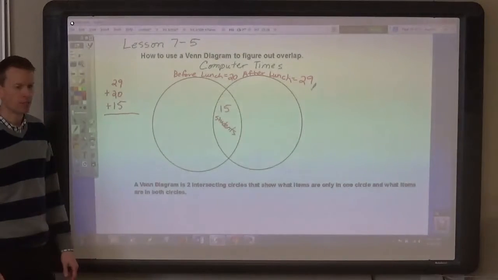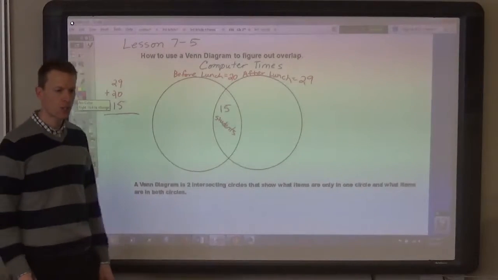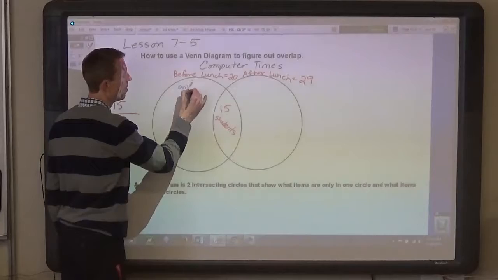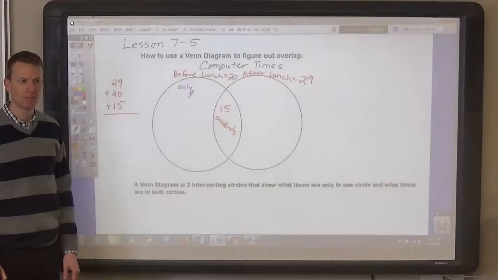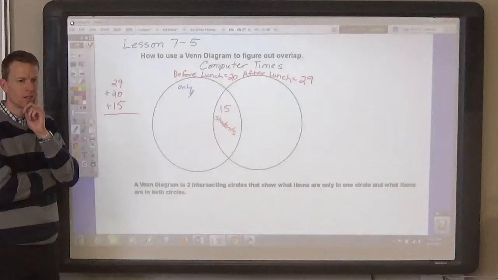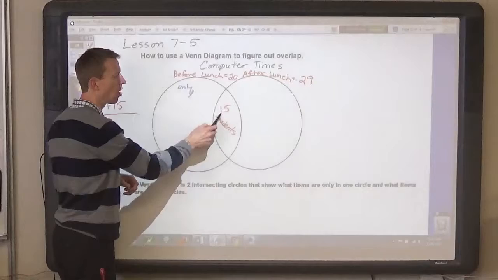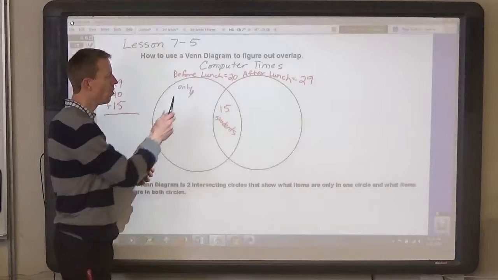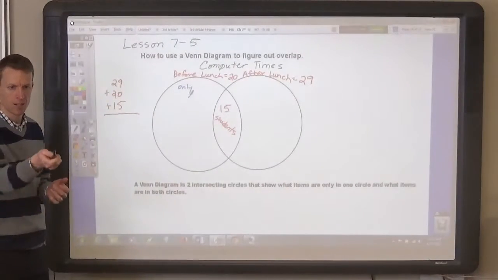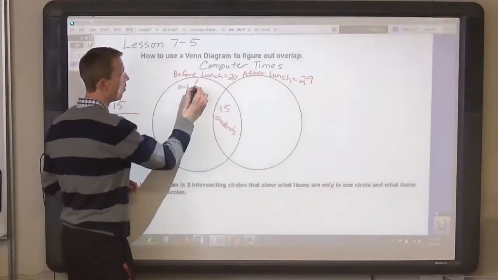Now, from there, we can figure out how many students want time before lunch only. Only before lunch. How many would there be? How do you figure that out? Well, if 20 should go in this circle, and there's already 15 in the circle, then how many only want time before lunch? What number is missing? 5. Yes, only before.